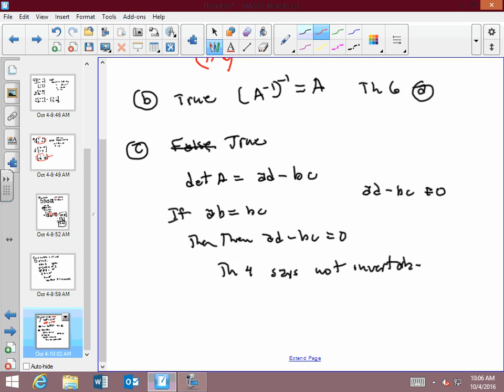So, all right. If A can be row reduced to the identity matrix, then A must be invertible. And that would be true, because theorem 7 says if A is invertible if and only if A is row equivalent to I, and if and only if means the other way around. If A is row equivalent to IN, then A is invertible. So that's D, which would have to be a true statement.